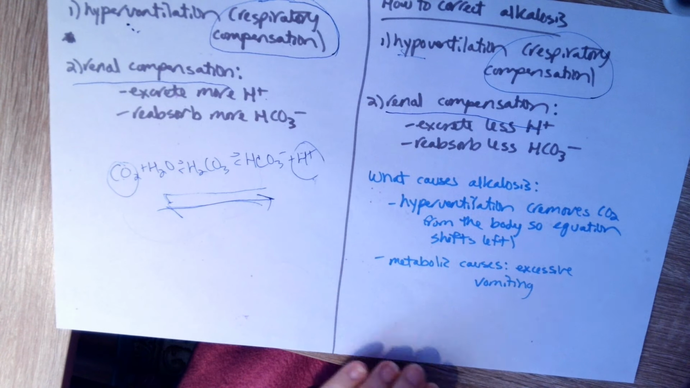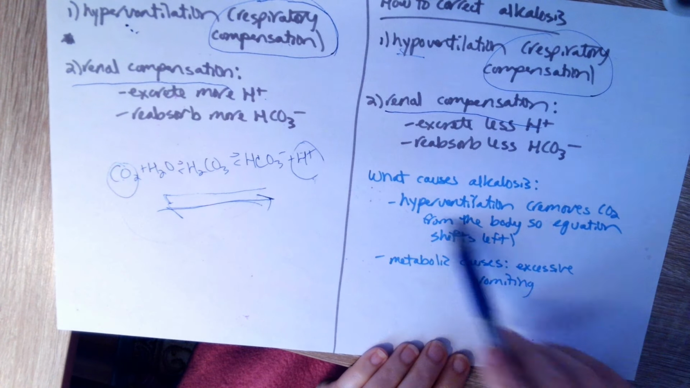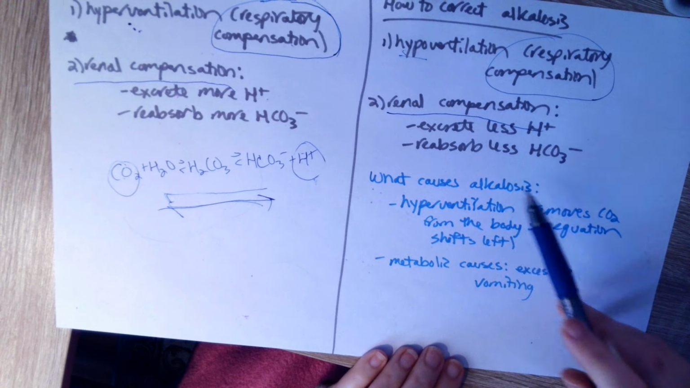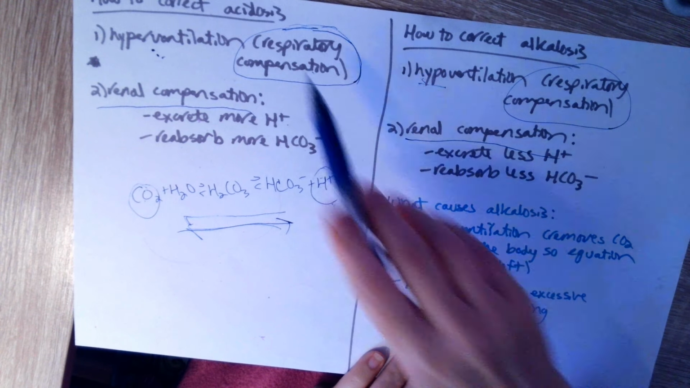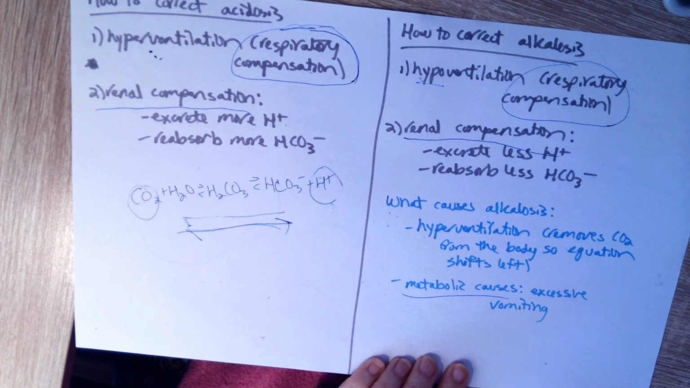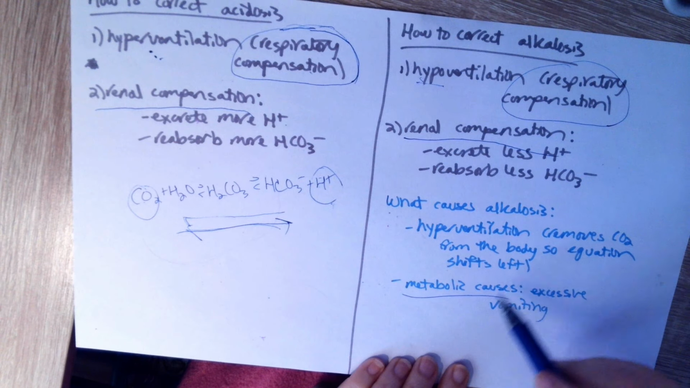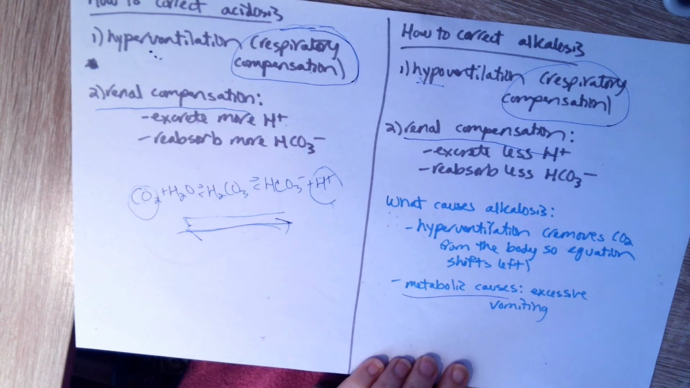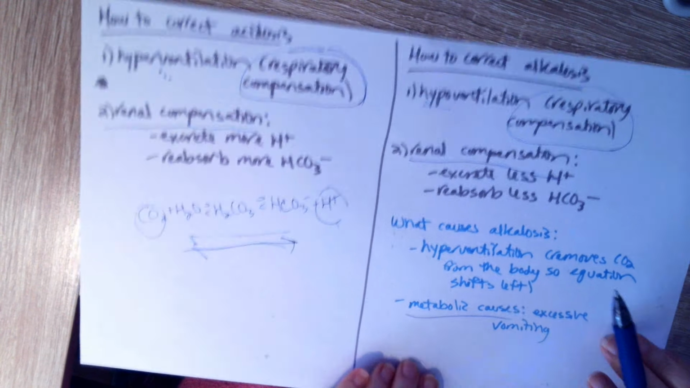Now, what could make you alkaline? One, hyperventilating, so just for no reason unless you're hyperventilating to fix acidosis. And then metabolic causes, excessive vomiting. So not just like you throw up a couple times, but the really bad flu where you're just throwing up all day long. That can cause you to have a bit of an alkaline problem.